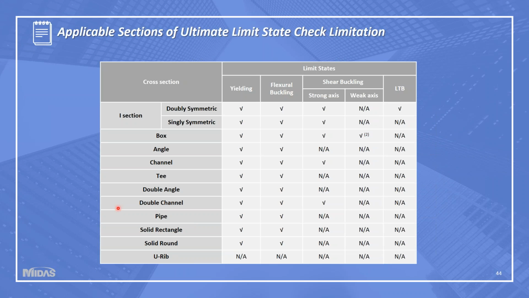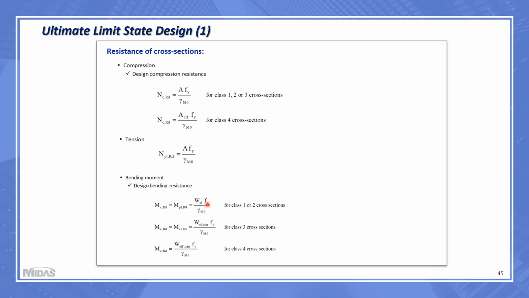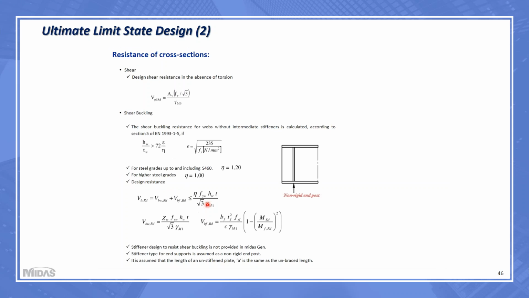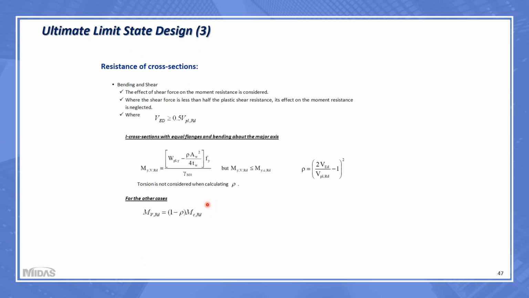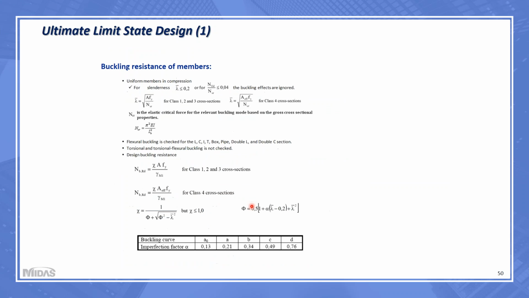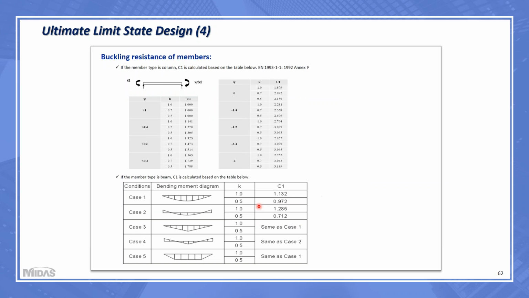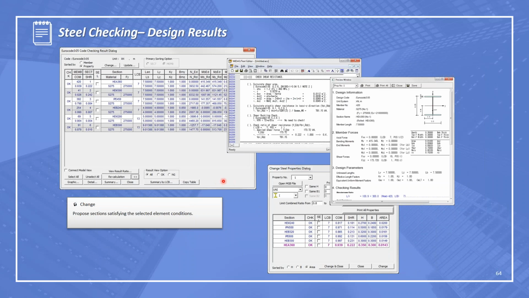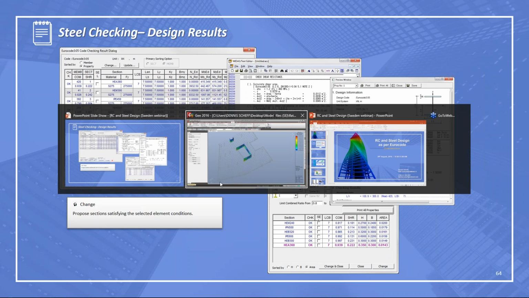So for steel design, we have these available cross sections. You can check from the table here for box, angle, channel, T. So we can check these parameters: yielding, flexural buckling, and so on, that are available in the program. And also in the presentation slide that I will send you right after this webinar, you will be able to check all calculation formulas used for steel design in our software. But now let me just show how we do it in the program.